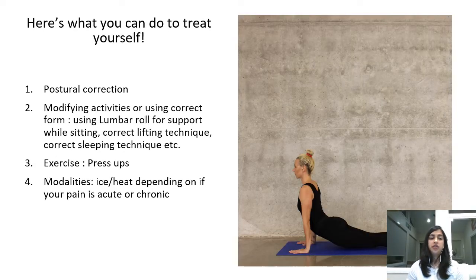So here's what we can do at home. The first, as we talked about, is your postural correction. Really focus on your posture. Try to engage a family member who can correct you every time you slouch and kind of give you that gentle reminder, hey, sit up straight, right? And then as we talked about, using a back support, using correct lifting techniques, even sleeping.